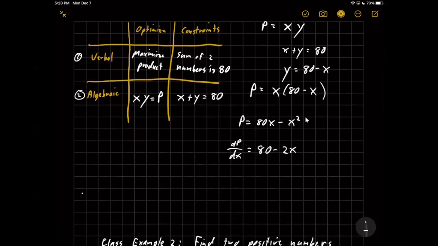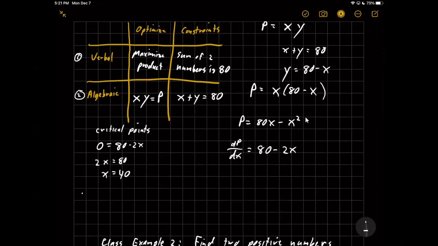So to find the critical points, the critical points happen when dp/dx equals 0. So 0 is equal to 80 minus 2x, so 2x is equal to 80, so x is equal to 40.